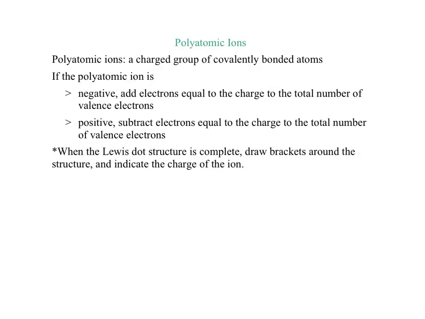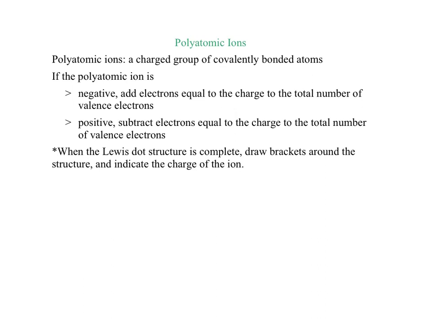We can also draw Lewis dot structures for polyatomic ions. So a polyatomic ion is a bunch of nonmetals. They are covalently bonded together. They do overall carry a charge, and we saw those with the ionic compounds in the last unit. And if you remember, we can have negative or positive polyatomic ions, mostly negative, but that's going to affect our count for our total number of valence electrons.